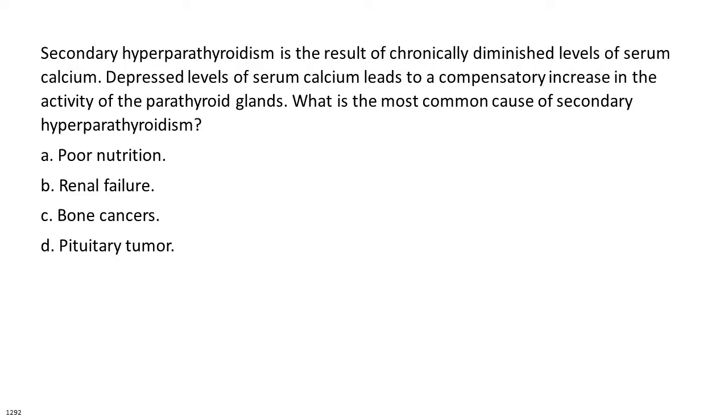Secondary hyperparathyroidism is the result of chronically diminished levels of serum calcium. Depressed levels of serum calcium lead to a compensatory increase in the activity of the parathyroid glands. What is the most common cause of secondary hyperparathyroidism? A. Poor nutrition. B. Renal failure. C. Bone cancers. D. Pituitary tumor.